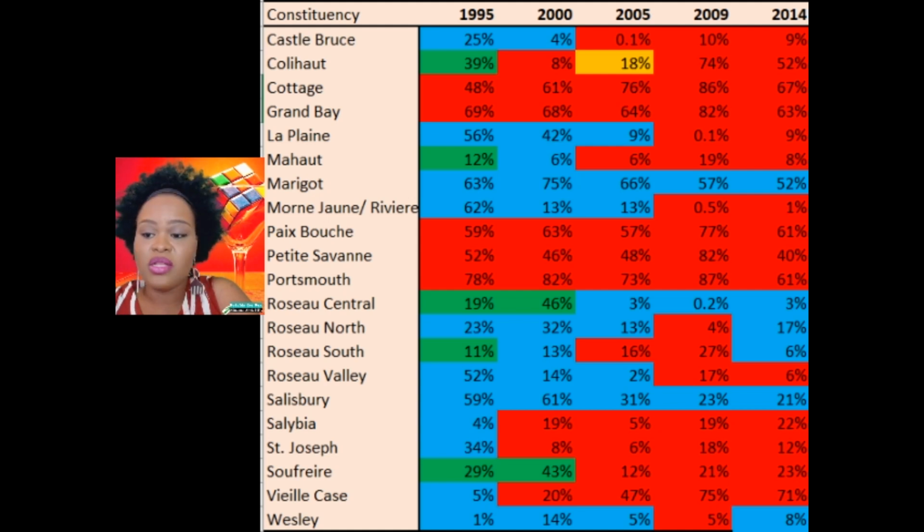3%, which is not a lot. The Roseau North winning by a much larger margin than the Dominica Labour Party won in 2009. The Roseau South constituency, the United Workers' Party only has a 6% margin. So there's only a 6% win for the United Workers' Party in the Roseau South constituency. Previous to that, the Dominica Labour Party won by 27%. Then in the Roseau Valley, it went from 17% in 2009 to 6% in 2014.